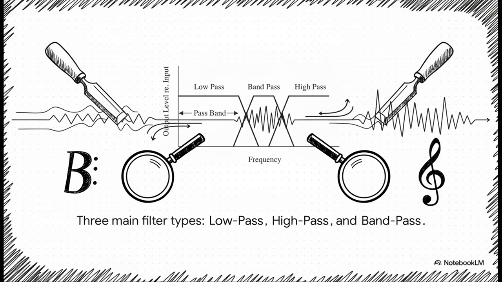So here they are, our three basic types of chisels. You've got your low-pass filter, which is great for carving away all the high, tinny stuff and just letting that deep, bassy sound come through. The high-pass filter does the exact opposite. It gets rid of all the low-end rumble and keeps the bright, crisp highs. And then you have the bandpass filter. That's our precision tool for when you want to isolate one very specific slice of the sound.